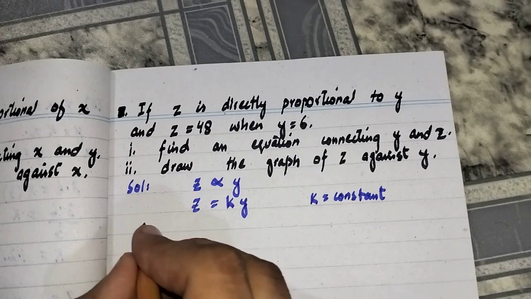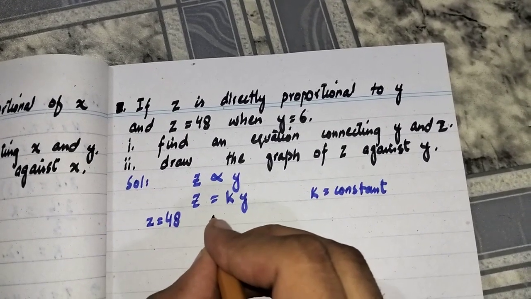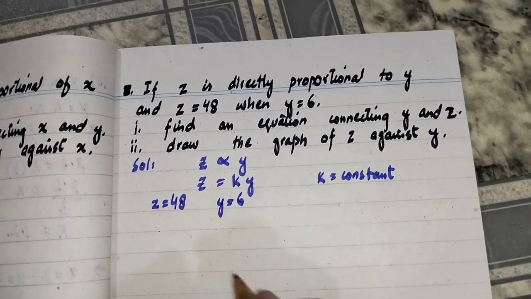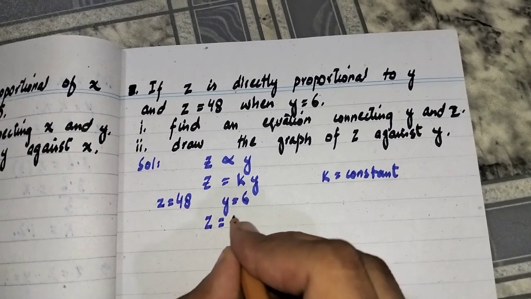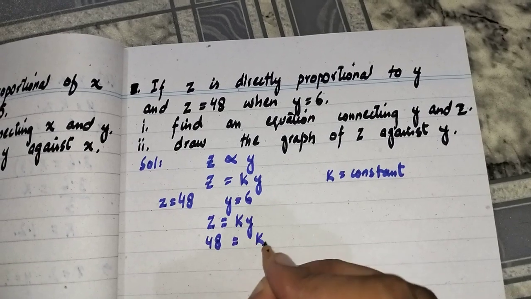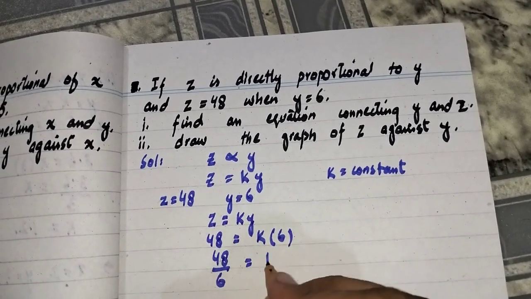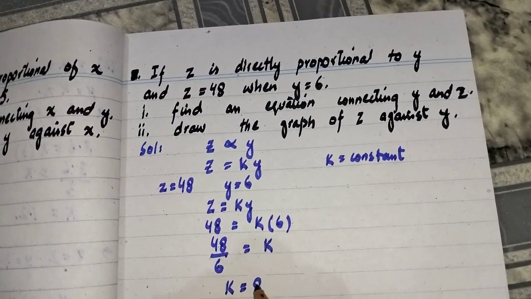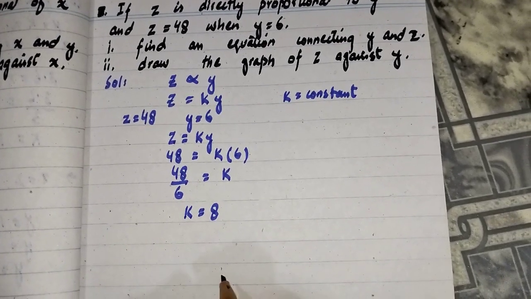According to the given information, z is equal to 48 when y is equal to 6. So using these two pieces of information, we will find the value of k. We know that z is equal to ky. So z is 48 when y is 6, which means 48 divided by 6 is equal to k. So the value of k will be, 6 8s are 48, so the value of k is 8.